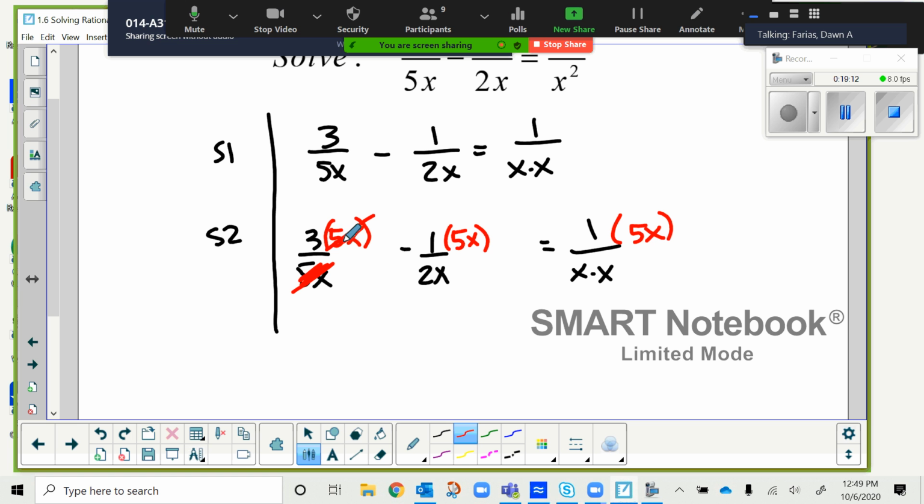But look at what's happening in the second one. I have a 5x now in the numerator. I have an x on top and an x on bottom. So guess what I can do here? Cancel those out. So now all I need to eliminate in that middle term is a 2. So I'm going to multiply everything by 2. And those 2's in the middle cancel out now.